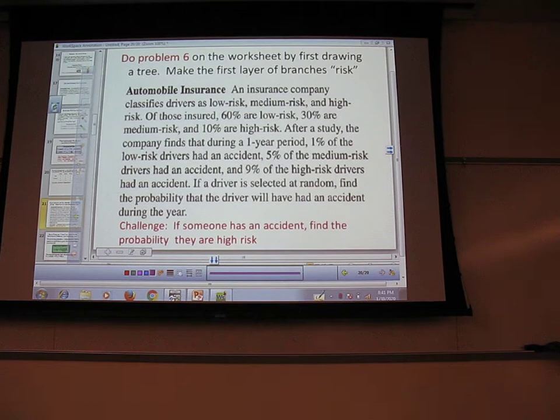The other thing is, if there's a 1% chance that you're in an accident, then there'd be a blank percent, right? If there's a 10% chance of rain, then there's a what percent chance of no rain? 90%. Make sense? That adds up to 100%.